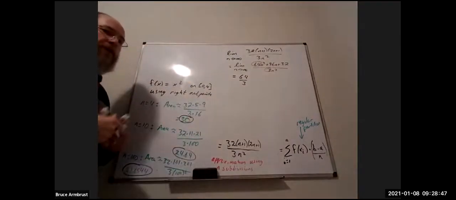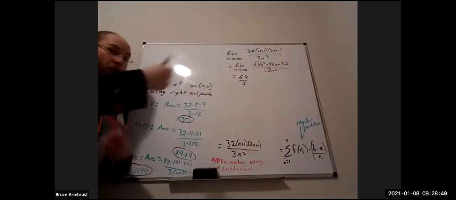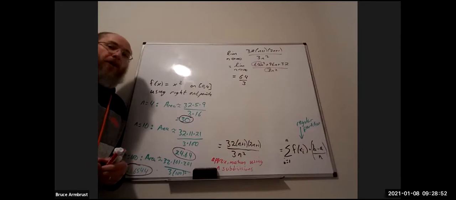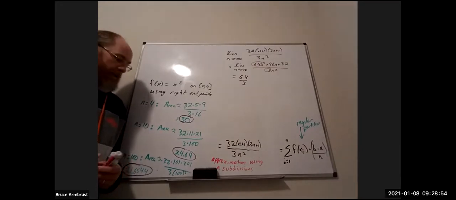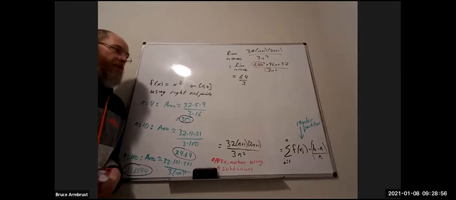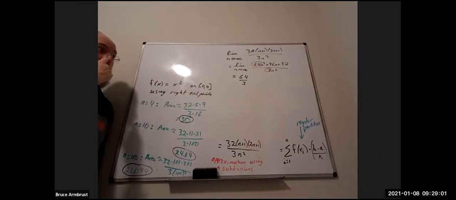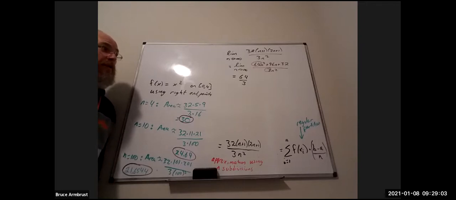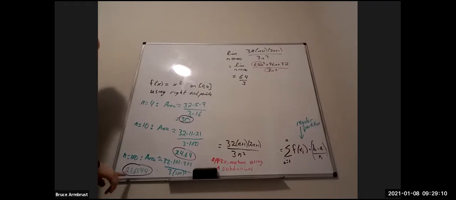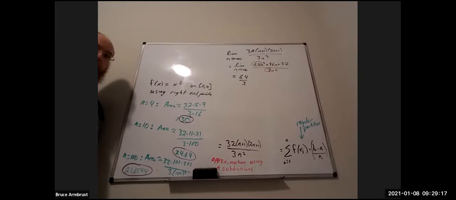All right, so if we were to allow this process to just go more and more and more, we get 64 thirds. Well, 64 thirds as a decimal, let's see, that's 21 and a third. So 21.3333333333 forever. And notice that we're getting pretty close already. By doing 100 terms, we're within 0.3 of the actual area.